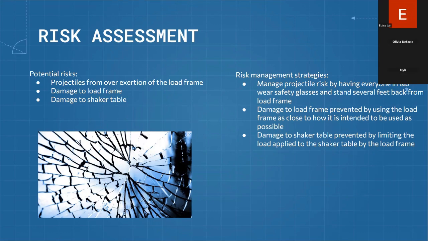Another possible risk was damage to the load frame, which again we mitigated by not putting too much strain on the load frame whenever we could manage it. We also had the risk of damage to the shaker table, which again we mitigated by not putting too much weight on the shaker table from the load frame to prevent it from bottoming out.